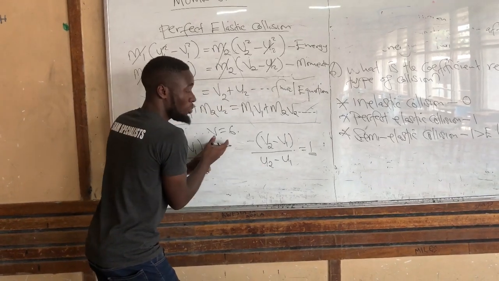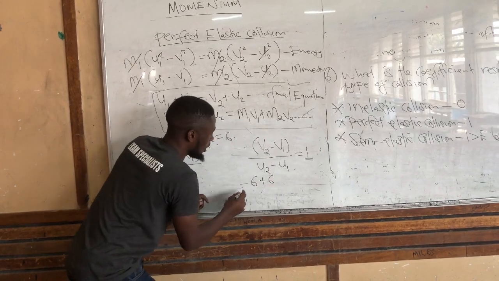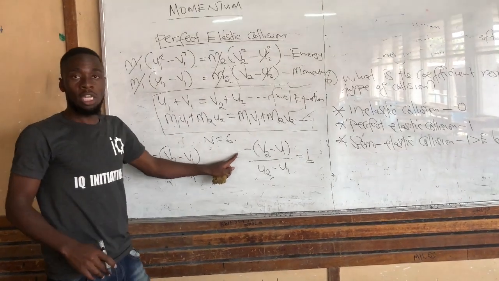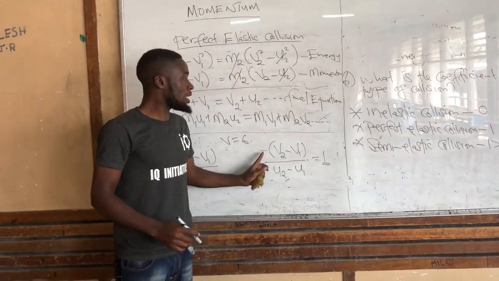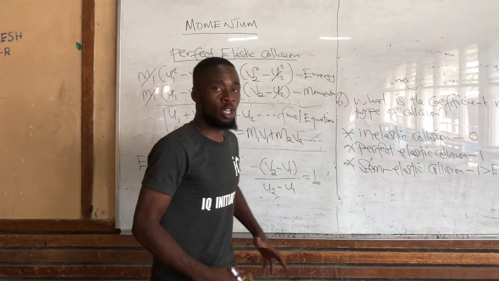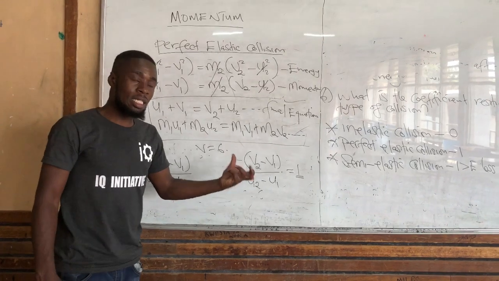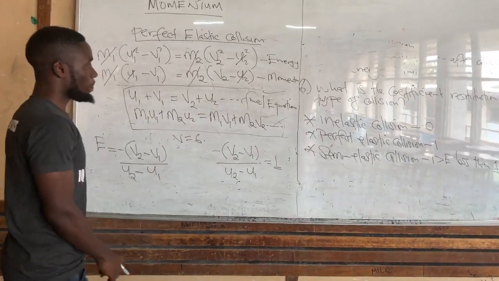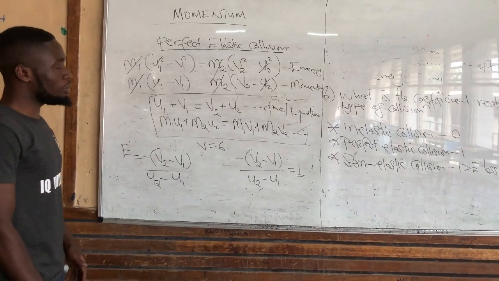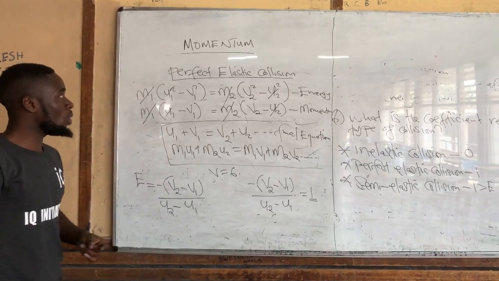With 6, we say they have the same. So let's say negative 6 plus 6. What is the answer? It's 0. It will give you 0 because they are the same. Even when you put any value here, as long as they're the same, it will give you 0. That's the main reason the coefficient for a perfectly inelastic collision is 0. So these are the equations that you need on this. If you just understand these simple equations, then you can answer any question on momentum.